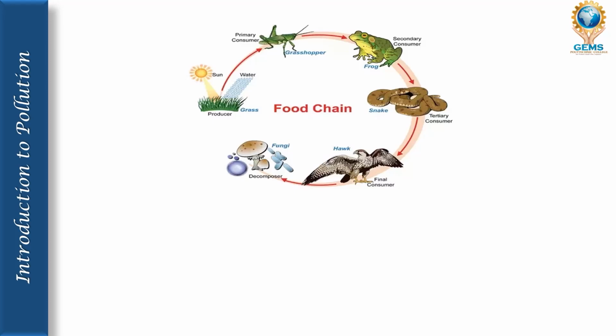See, grass is eaten by a primary consumer, that is a grasshopper, and the grasshopper is eaten by a frog, that's a secondary consumer, and then the frog is eaten by a snake, that's a tertiary consumer. After that the final consumer would be the hawk, where the snake is eaten by a hawk. And if the hawk dies, it goes to a decomposer, so it turns into fungi. So this is the actual food chain.